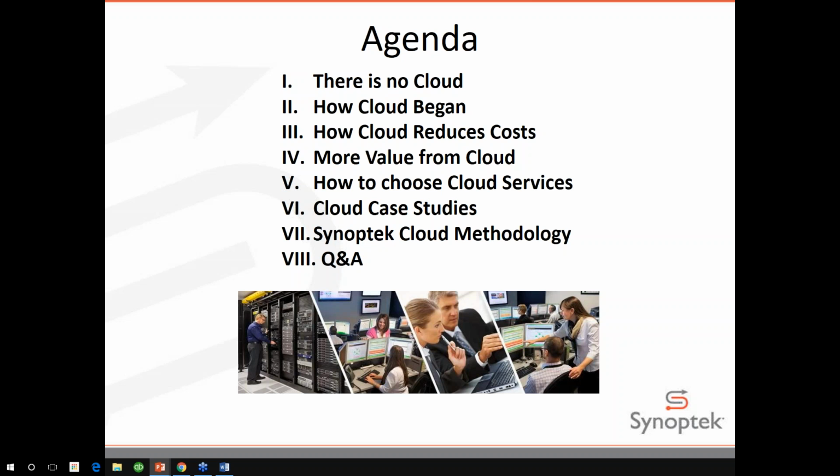At the end, we'd like to take just a little bit of time to make you familiar with Synoptic, a little more familiar, those of you who are new to Synoptic, and just give you a foundation of why we're here today with Synoptic talking about cloud computing.